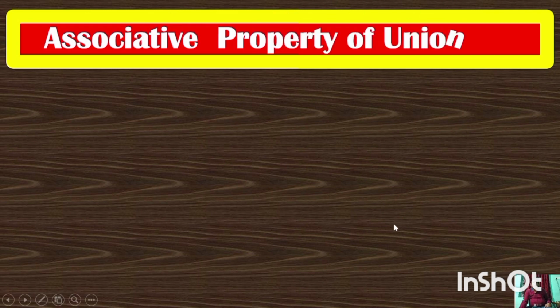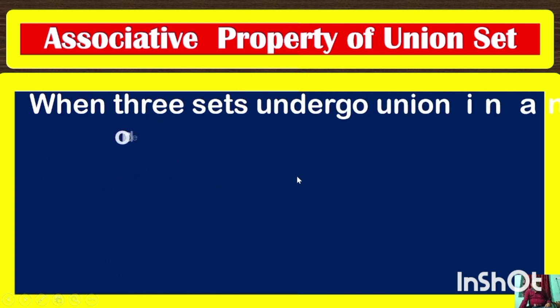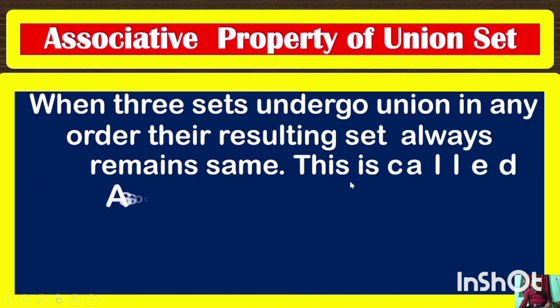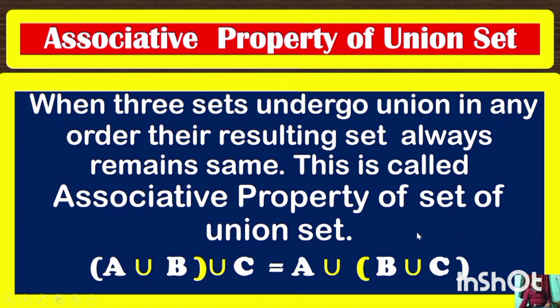Another important property is the associative property. As with the binary operations of addition, subtraction, multiplication, division, similarly in set union we can explain the associative property by using examples or Venn diagrams. When three sets undergo union in any order, the resultant set always remains the same. This is called the associative property of set union. It means (A union B) union C is equal to A union (B union C). This is the associative law, the associative property of the union set.